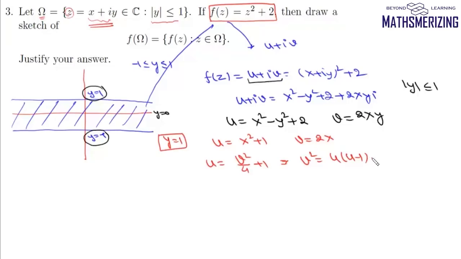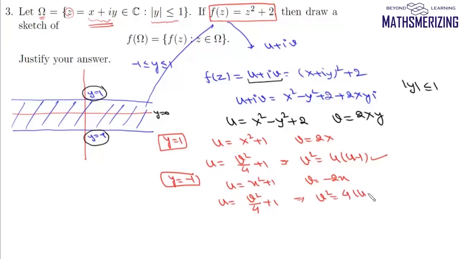Now we'll take y as minus 1. Again we'll get u as x square plus 1 and v as minus 2x. Again we'll replace x with minus v by 2, so we'll get u equals v square by 4 plus 1, and again v square equals 4 into u minus 1. So for both the boundary values 1 and minus 1, we are getting the same parabola, which is v square equals 4 into u minus 1.